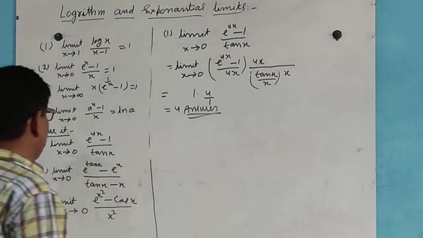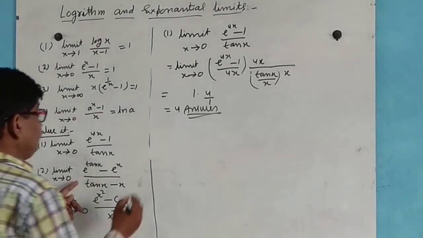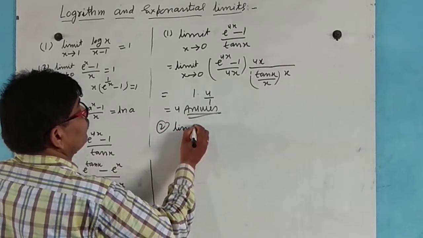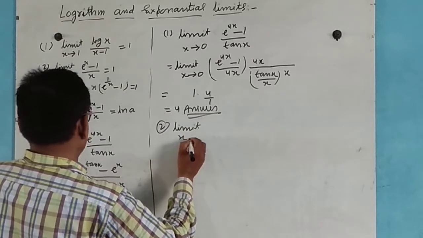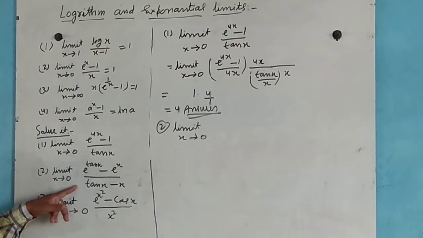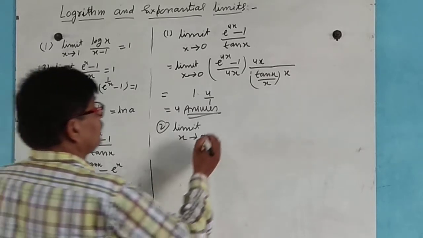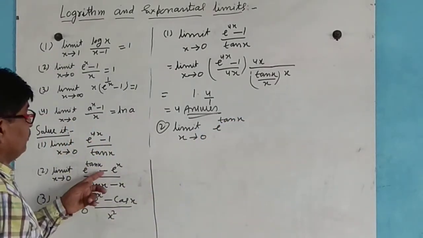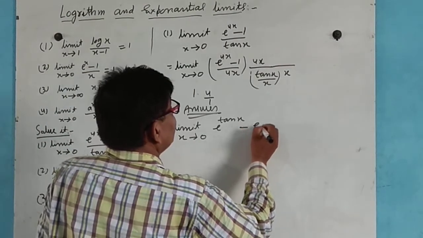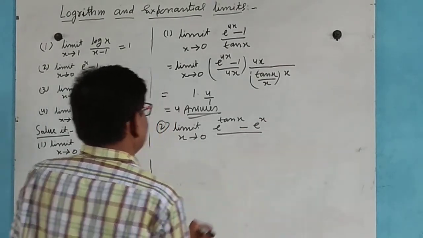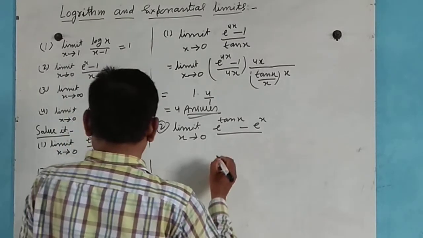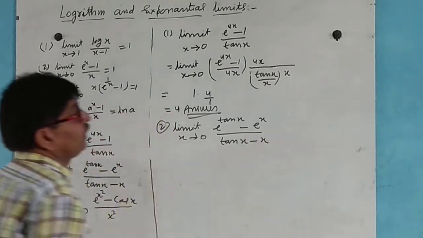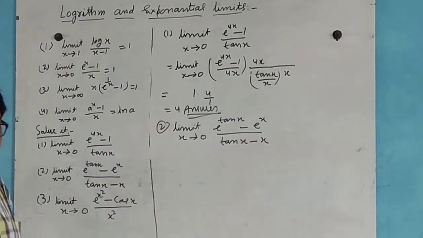Now, second problem: limit x tends to 0, (e to the power 10x minus e to the power x) divided by (tan x minus x).